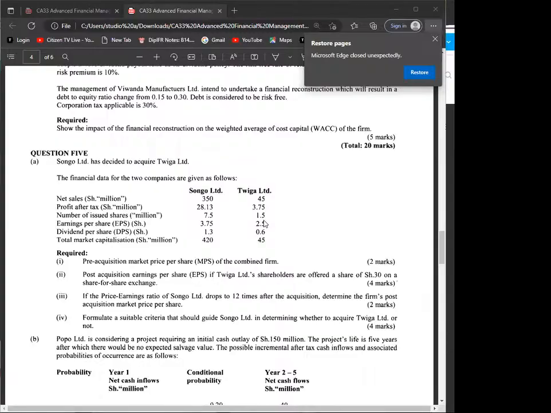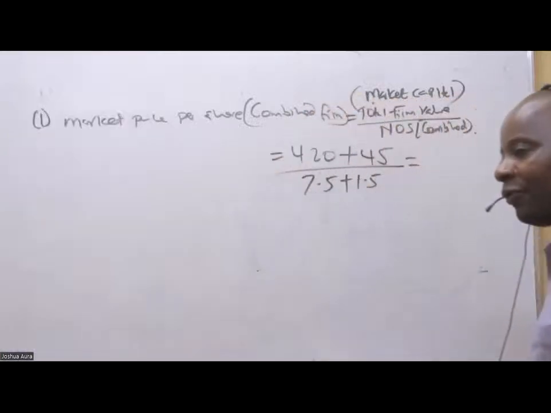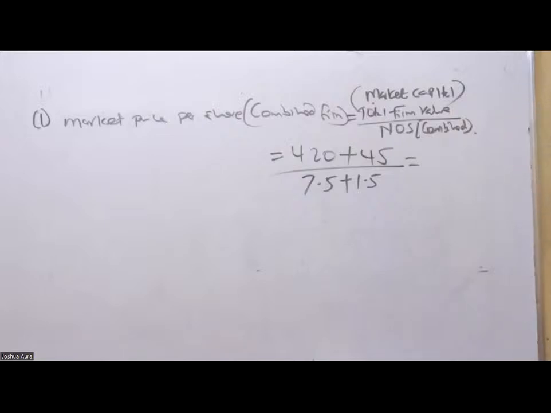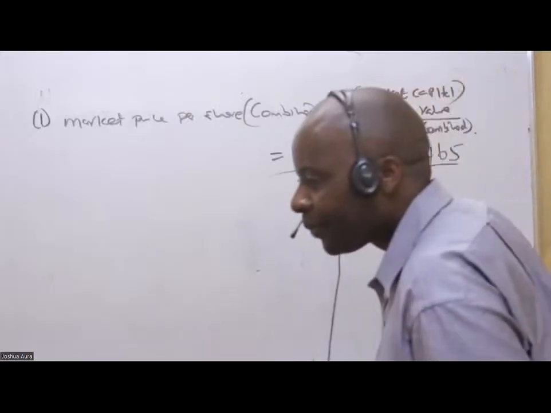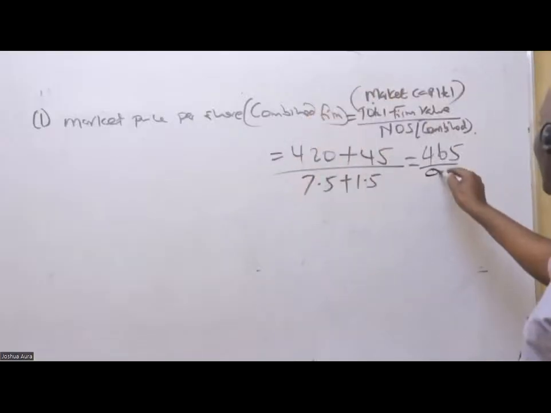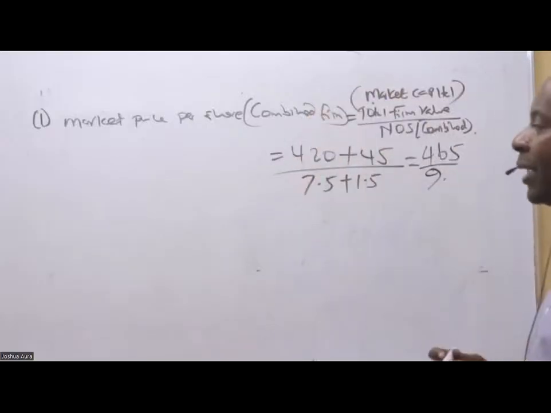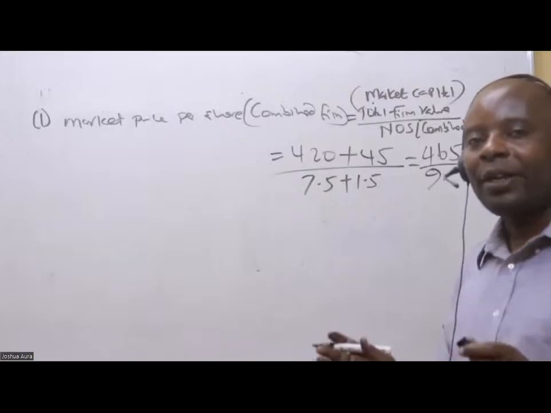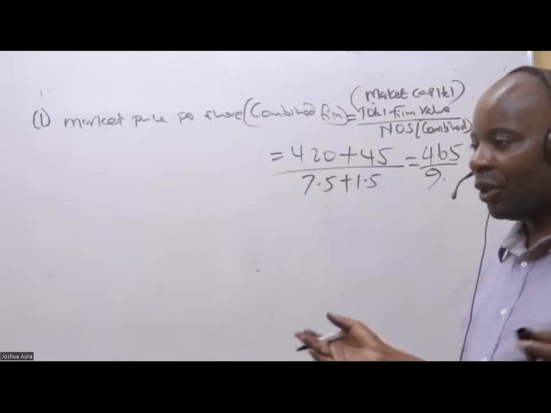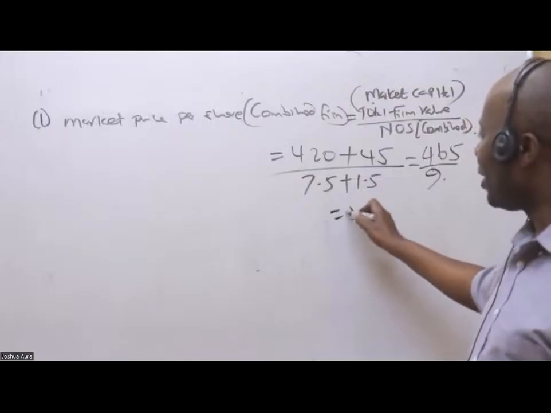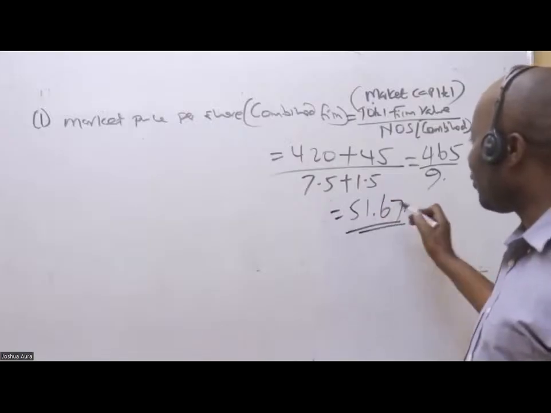So could you kindly give me the numerator here? 420 plus 45. This gives me 465. 465 divided by this plus this gives me how much? 9. So in this case here, what is this market price per share? Combined firm pre-acquisition. What we call the theoretical. So theoretical, in this case here, I'm being given 51.67.